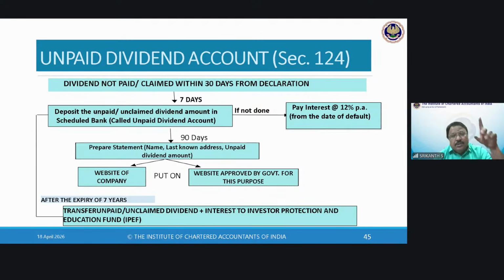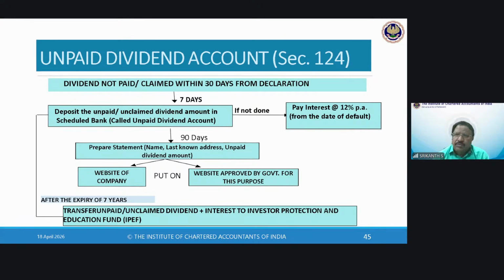There is the XYZ Limited unpaid/unclaimed dividend account. It should be opened in a scheduled bank, meaning a bank which is mentioned in the First Schedule to the Reserve Bank of India Act. If not done, on expiration of the 7th day, if the money is still in your regular bank account, then you have to pay interest at 12% per annum from the date of default.